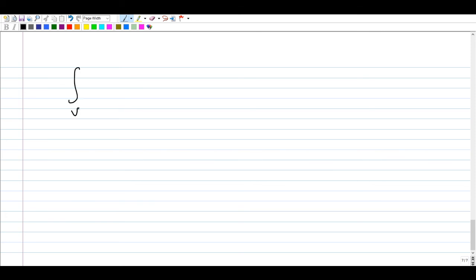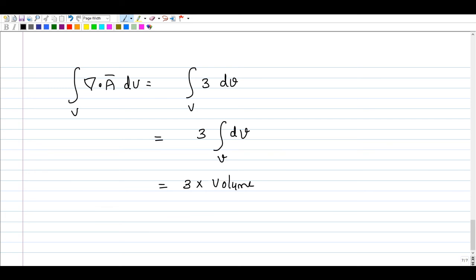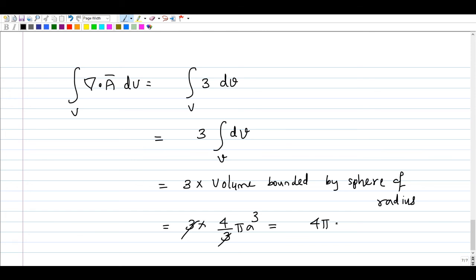Now we can evaluate the volume integral. The volume integral del dot A dv is equal to the volume integral 3 dv. So 3 is a constant, we can take it outside the integral. 3 multiplied by the volume integral of dv. If you evaluate the dv over the entire volume, you will get the volume bounded by the closed surface. The volume bounded by the sphere of radius A is nothing but the volume of the sphere. And we already know the expression for the volume of a sphere, that is 4 by 3 pi a cube. So this 3 and 3 will cancel, and you will get 4 pi a cube.